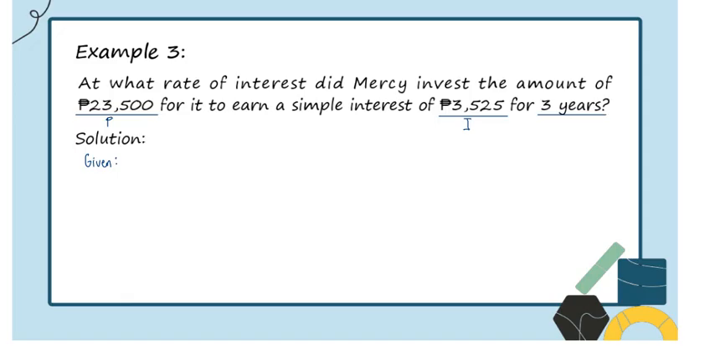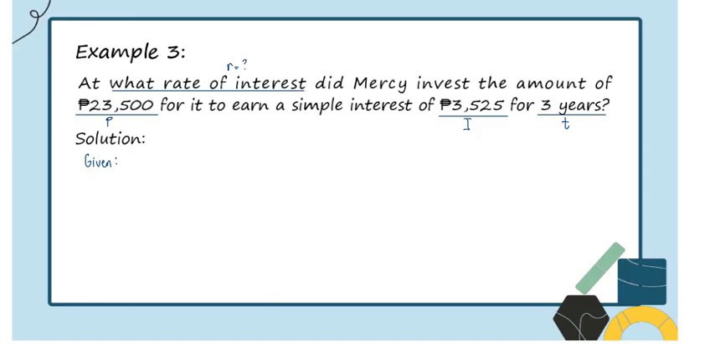And then, we also have 3 years here. Of course, as a unit is in years, obviously this is our time. And then, if we go back to the first phrase of the problem, sabi dito is, at what rate of interest. So therefore, this is going to be our unknown value, which is r.